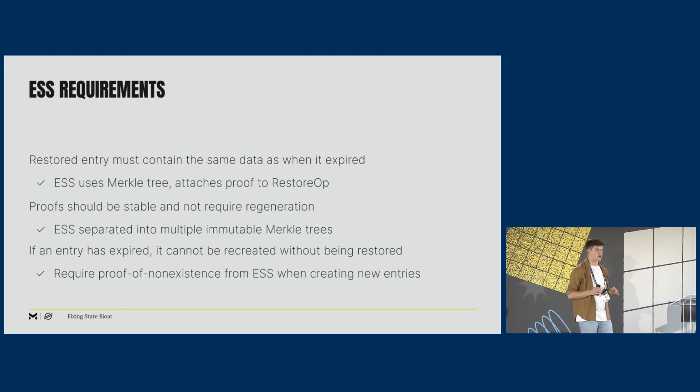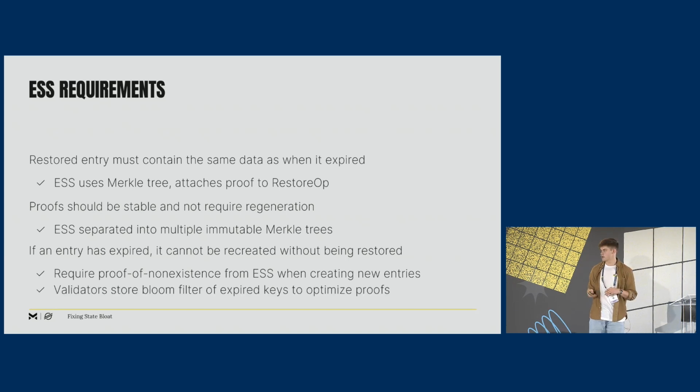But this is a really slow process. Now, whenever you create a new entry, you have to go to this L2 system, have an expensive proof, and go through this process. We don't want that. And so we're going to essentially have an expired key cache inside of our validators via a Bloom filter system.